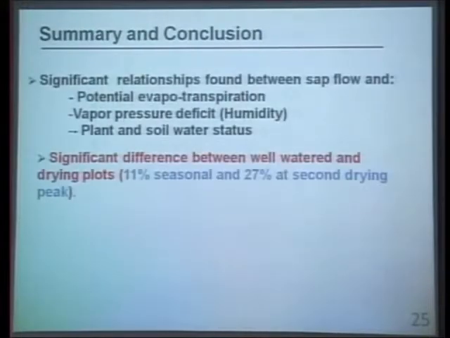For the summary and conclusion, we can conclude that a significant relationship was found between the sap flow and potential evapotranspiration, vapor pressure deficit, and plant and soil water status, and a significant difference between the well-watered and drying plot, especially the 11% seasonal and 27% at the second drying and wetting peak. Naor and Cohen in 2003 found that in apple trees nearly 20% of transpiration decreased during the 20 days of drying period.